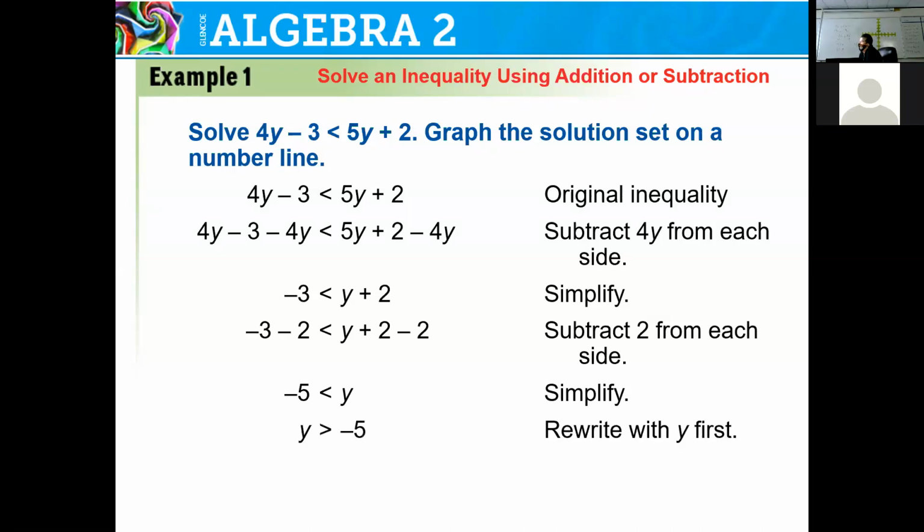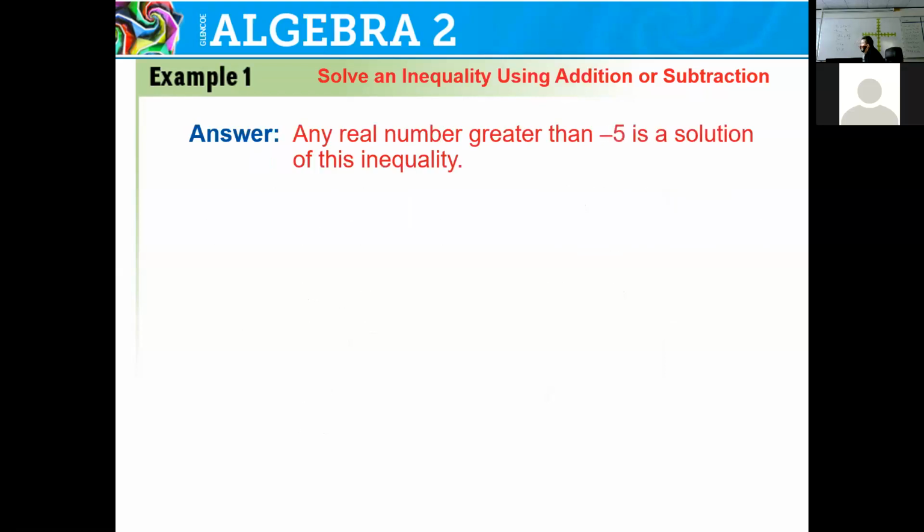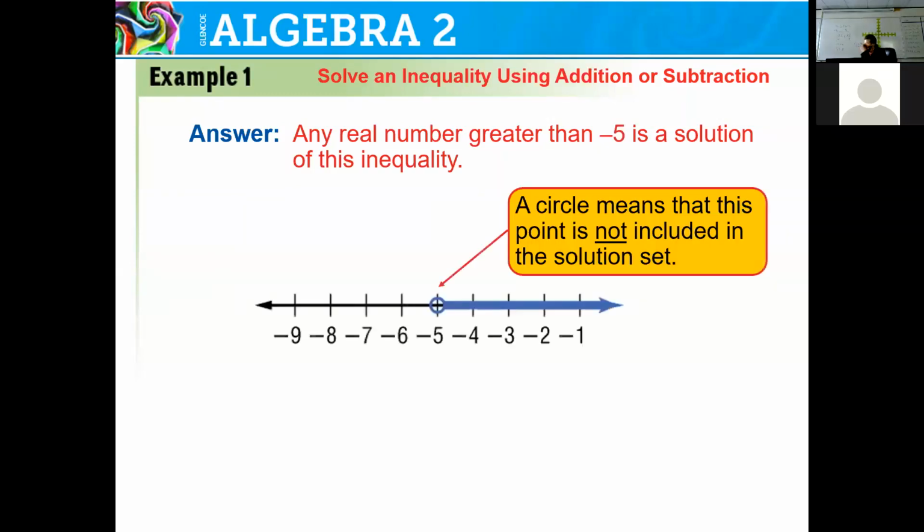And they want you to rewrite it with the y first. Like I said, that gives you a little directional arrow about which way to shade. So you can see our inequality sign is greater than. So any real number greater than negative 5 is a solution of this inequality, as we just proved. And a circle means that this point is not included within the solution set.